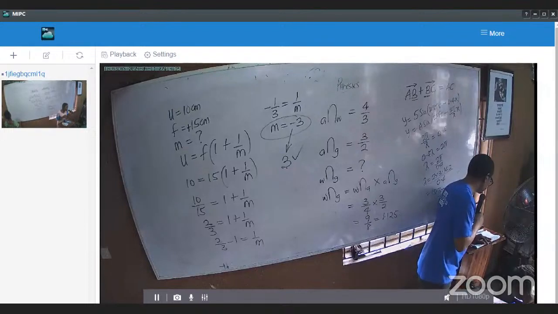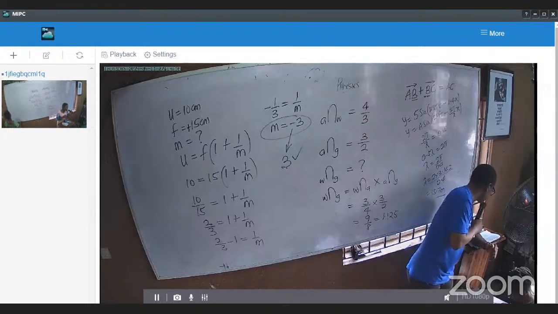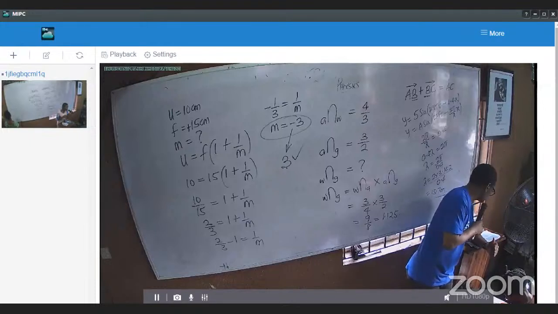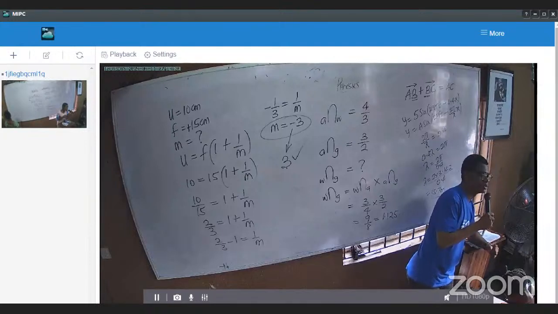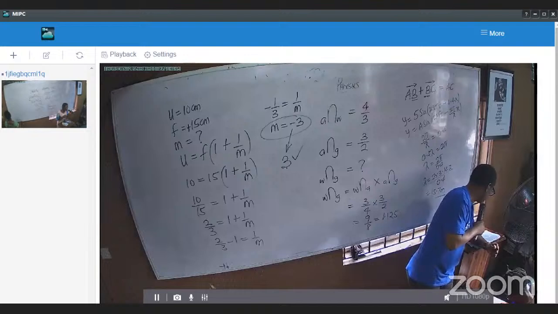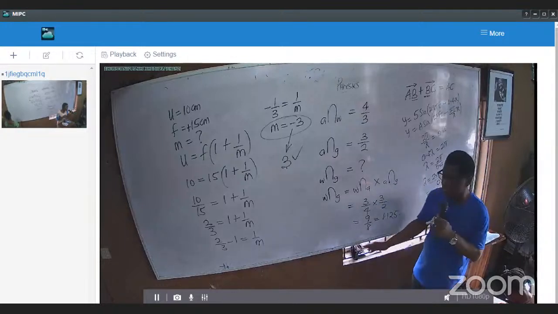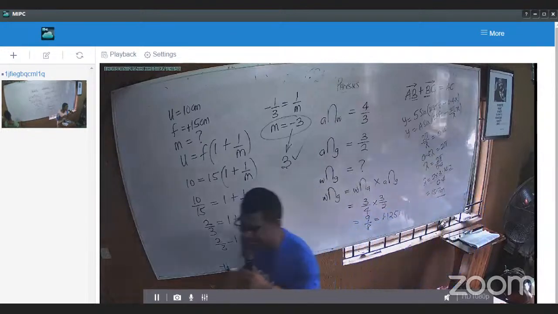Number 3, let's go. The refractive index of a material is 1.5. Full stop. Calculate the critical angle at the glass-air interface.